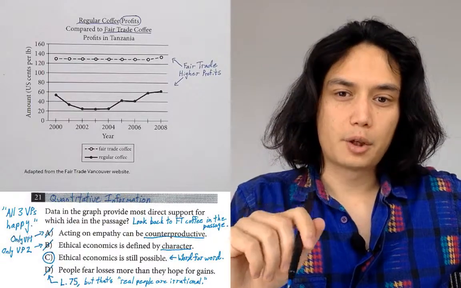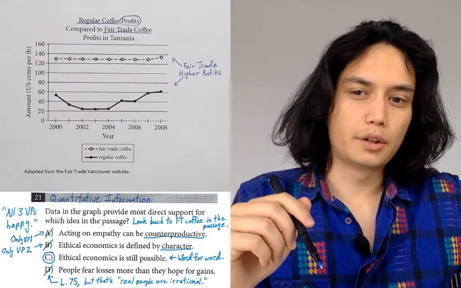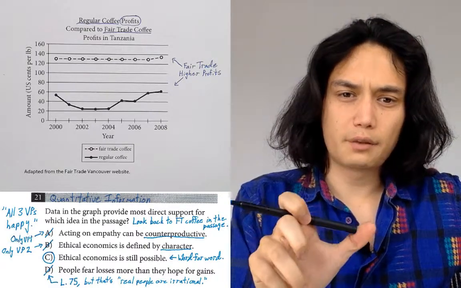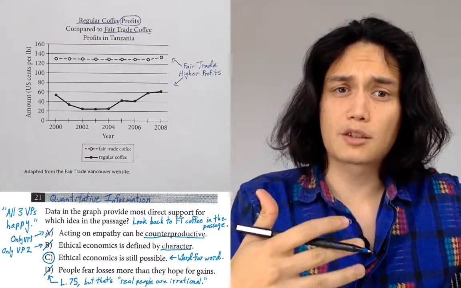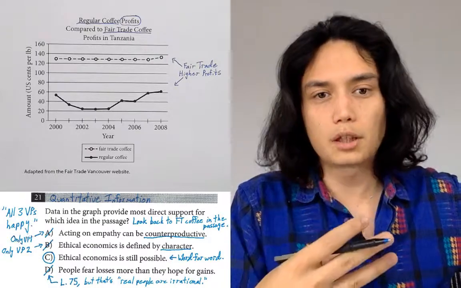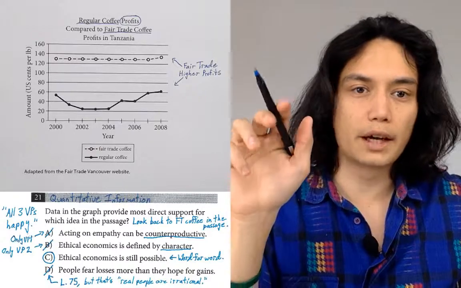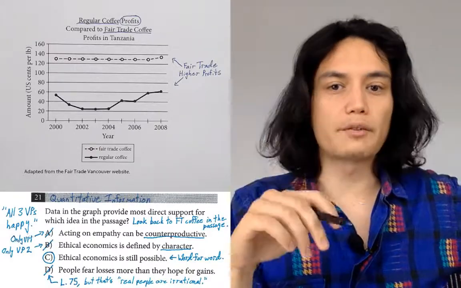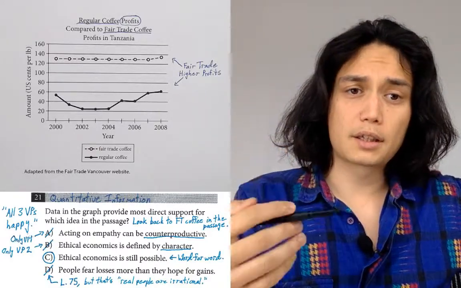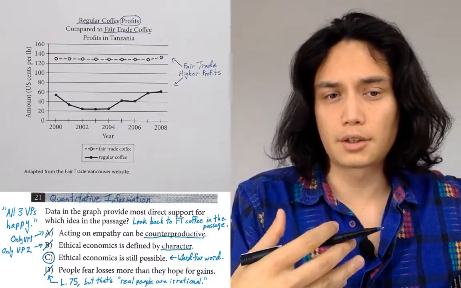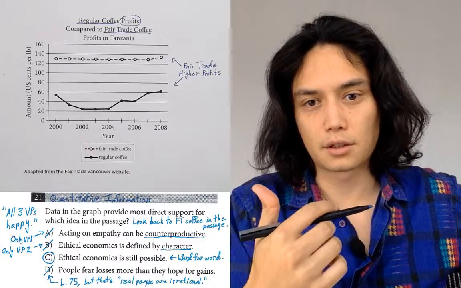Data in the graph provide most direct support for which idea in the passage? All right, this is a quantitative information question. It's the kind of question that asks you about graphs, but it's a unique one. It's one of the hardest kinds of questions because it's not just asking you to read the graph and say how high the profits were in 2006, but it's asking us to relate the ideas in the graph, the story the graph tells, to claims in the passage.